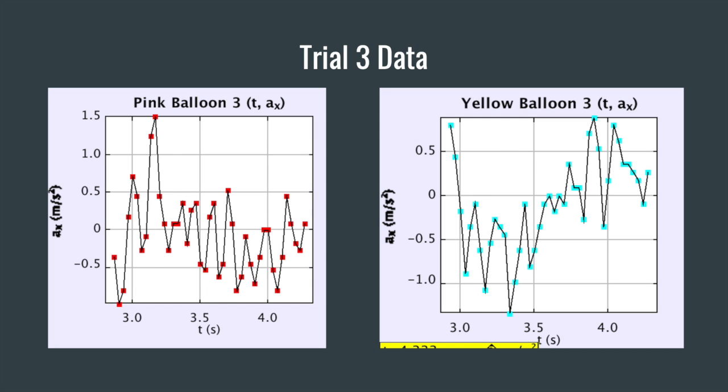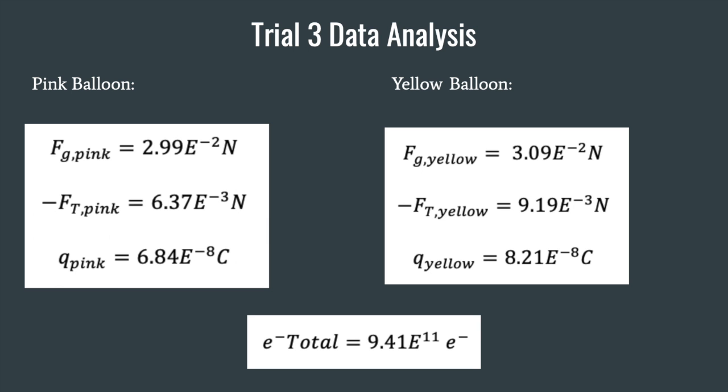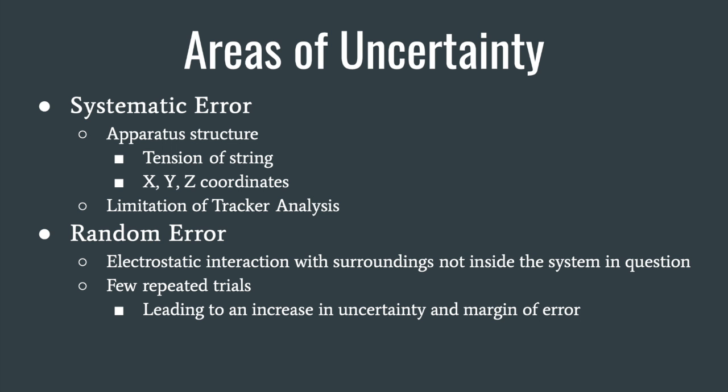And then for trial 3, you can see our data from here. And then for trial 3, we have an electron total of 9.41 e to the 11 electrons, based off of the previous math that we showed.